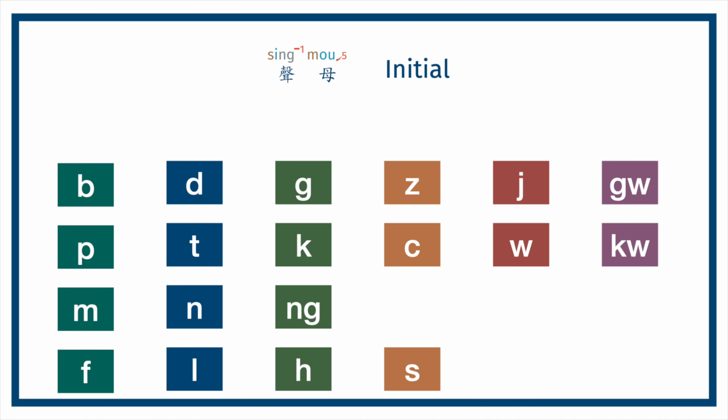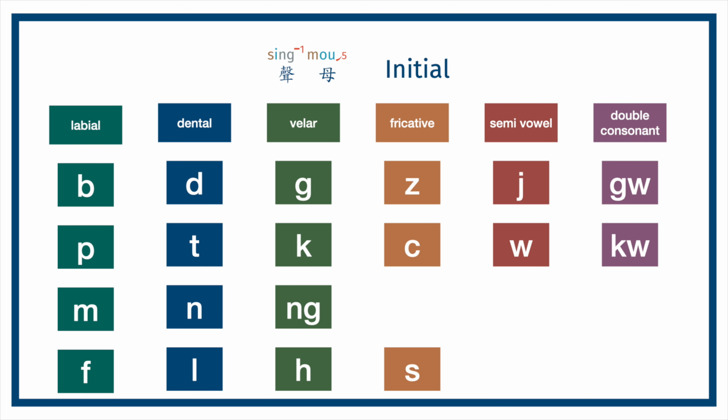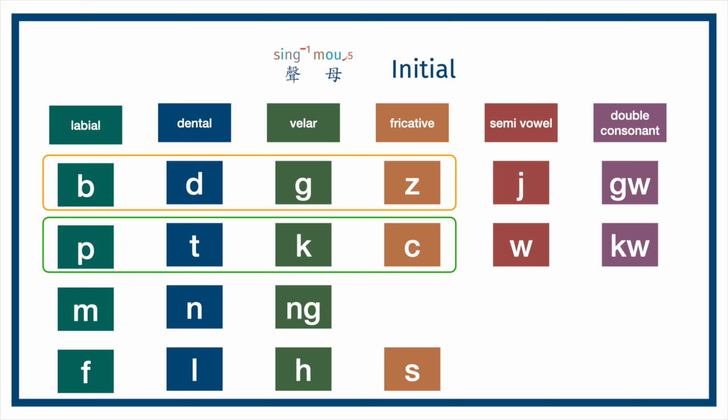All the consonants can be used as initials, so we have 19 initials in Cantonese. We can divide them into 6 groups. From group 1 to group 4, the first 2 columns come in pairs. The tongue position of consonants in each pair is the same.